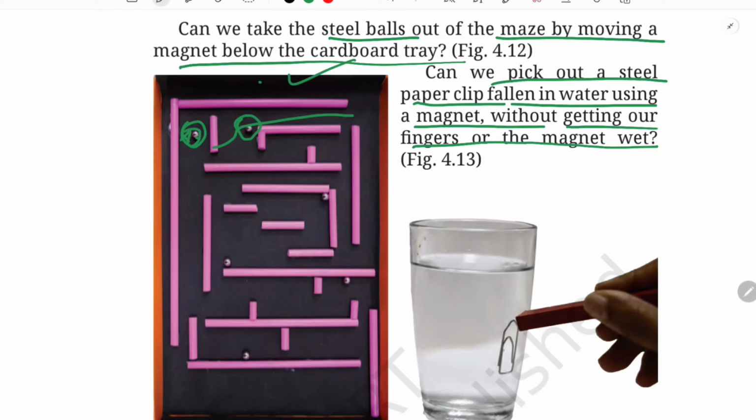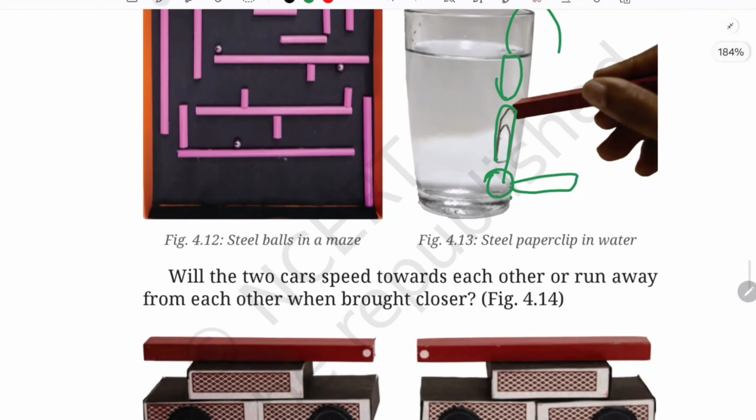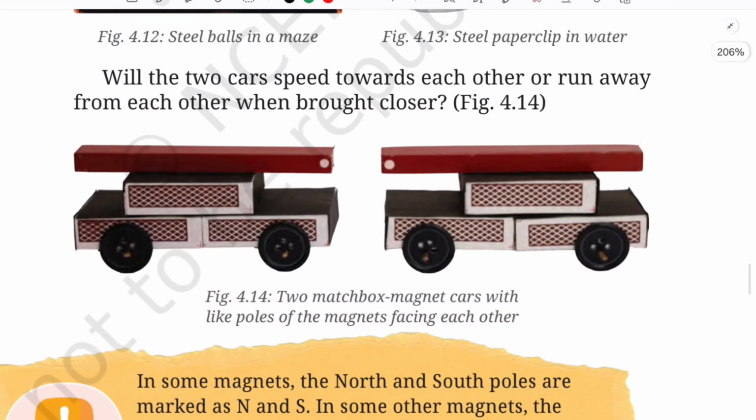Here, a steel ball is attracted by a magnet, isn't it? And this is also a steel paper clip. This is why it is mentioned here, steel paper clip. Suppose in a glass of water this steel paper clip has fallen down. Without getting your hand wet and without making the magnet wet, you can just move the bar magnet from here to here, and the clip comes up and you can take it out. This is amazing, isn't it? You can try it out if you have magnets at your homes.